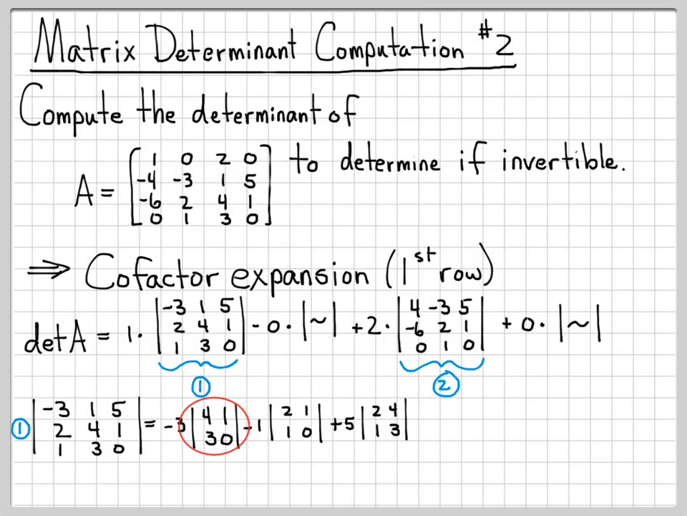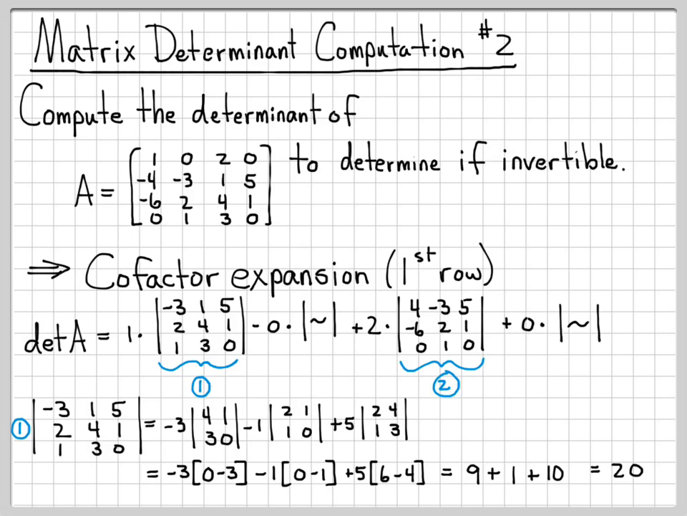2x2 determinants, we know how to compute those. It's just this term times this term minus this term times this term. So it's kind of this crosshatch little pattern. We can go ahead and start writing out what this is. It's -3 times 4 times 0 is 0, -1 times 3 is 3. -1 times, again, 2 times 0 minus 1 times 1 is just a -1. And then plus 5 times 2 times 3 is 6 minus 4. If we simplify our computations, we get 9 plus 1 plus 10, which turns into 20. So we now know that term 1 is equal to 20.